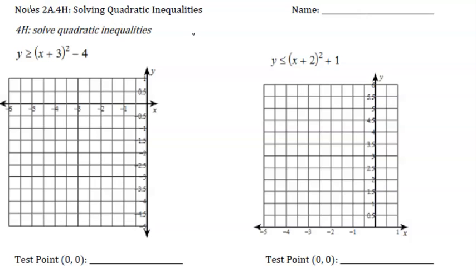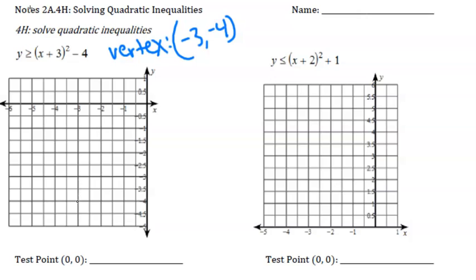2A.4H. Solving quadratic inequalities. Your Algebra 2 standard is 4H. Solve quadratic inequalities. Our first example, we have y is greater than or equal to (x + 3) squared minus 4. The first thing you want to do is just graph it like it's a normal equation. So we know that our vertex is (-3, -4). Change, keep. So -3 and then -4.